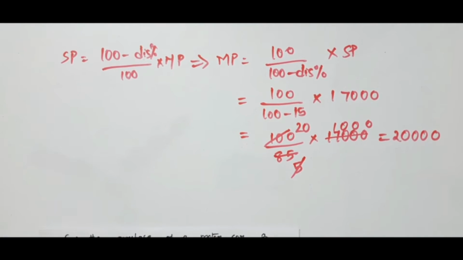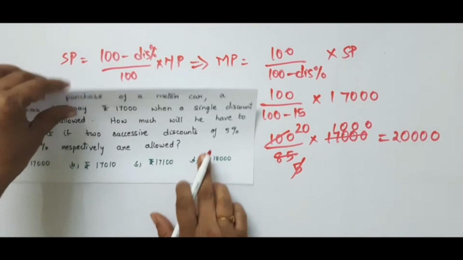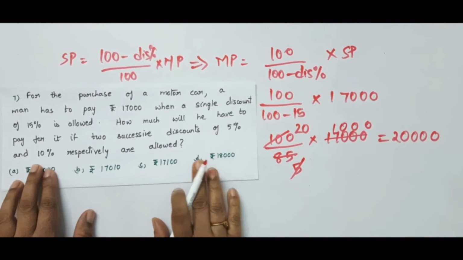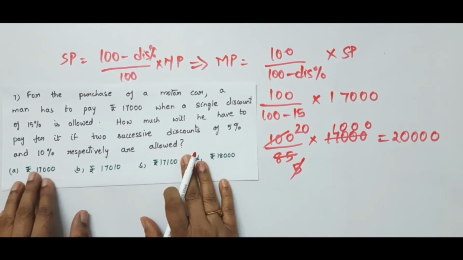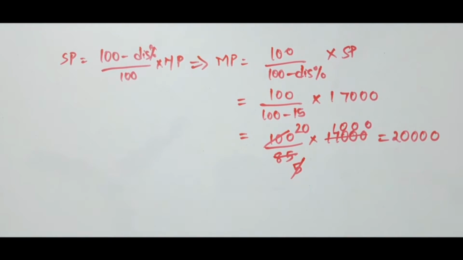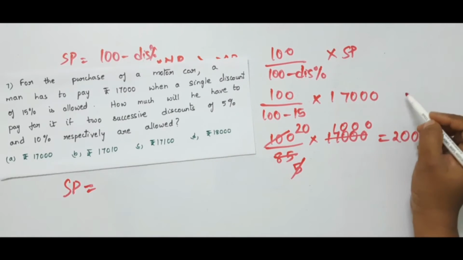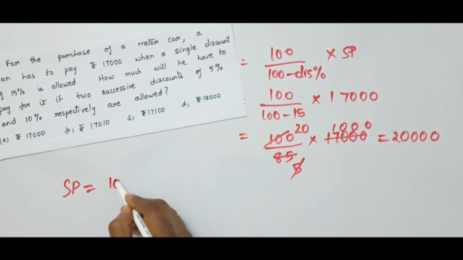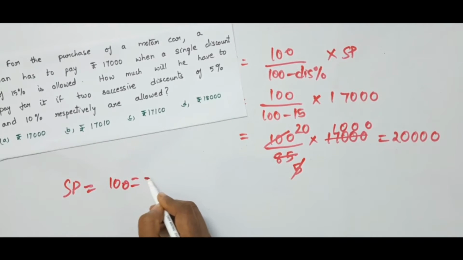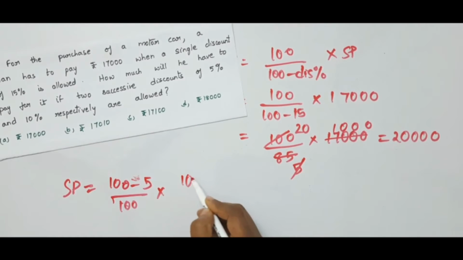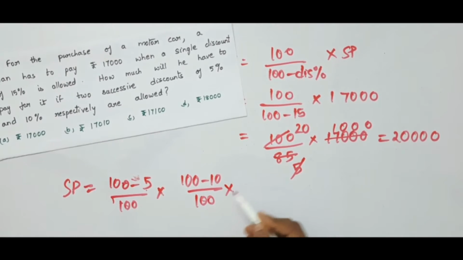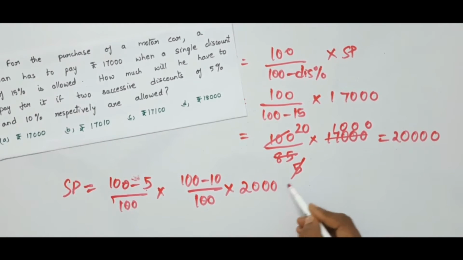Now we have to find the selling price for these two successive discounts. Is it not? This we have learned in the previous problem, how to find the selling price when two discounts are given. The same thing you have to do here. Here the two discounts are 5 and 10. So we have to subtract: 100 minus 5 by 100 into 100 minus 10. One is 5 and the other is 10. He has given into market price 20,000.